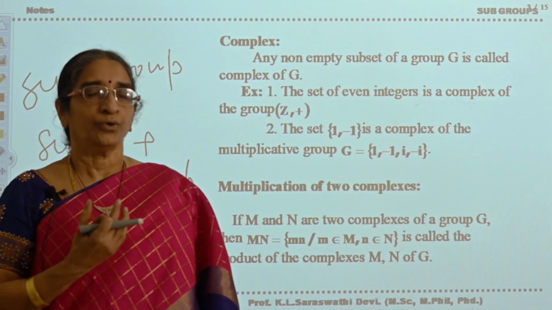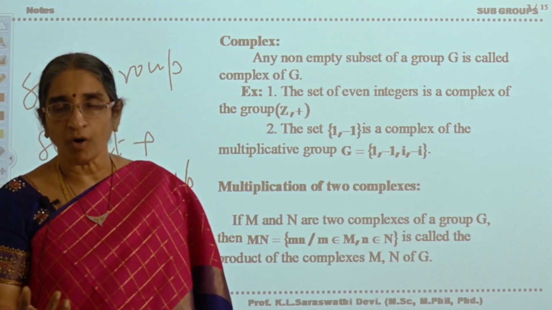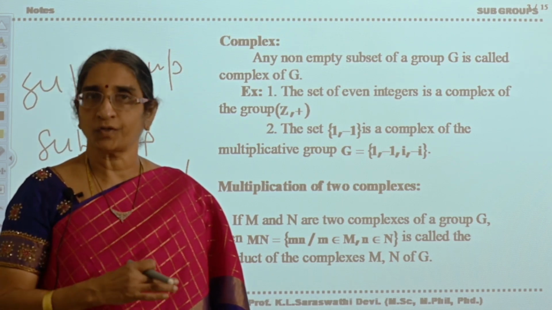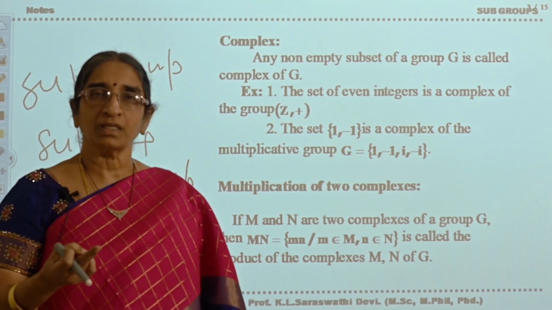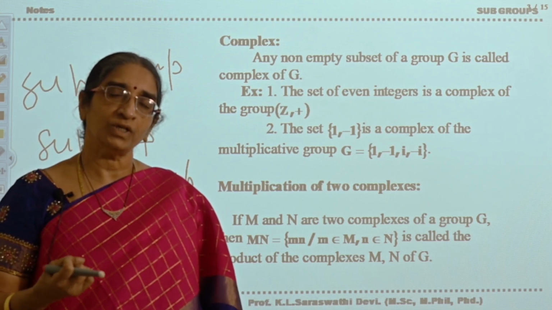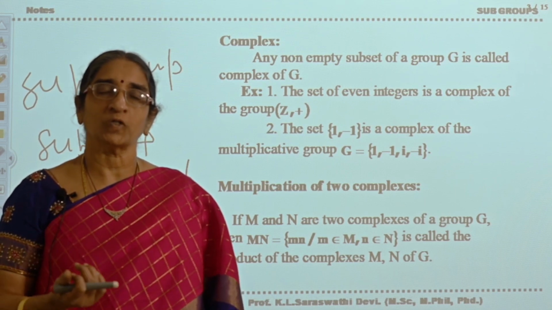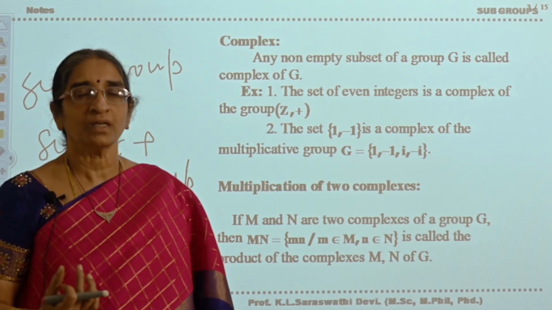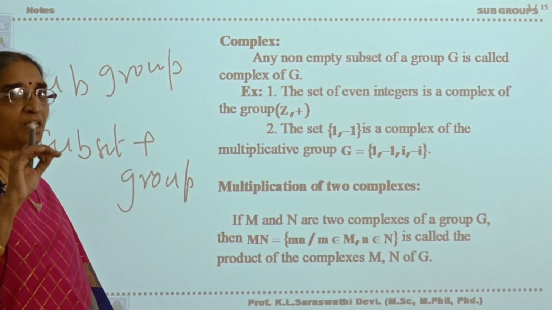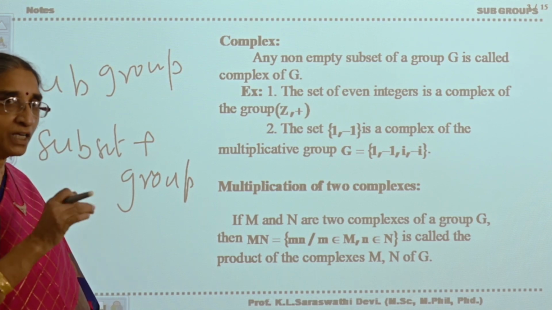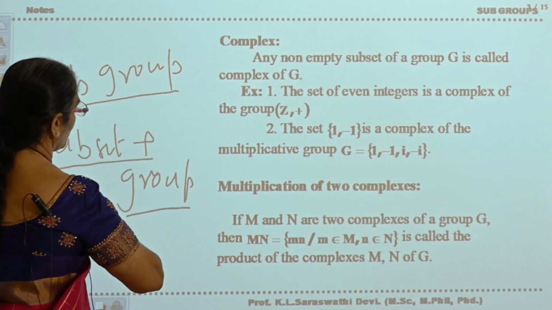What is a group? A group is nothing but a non-empty set equipped with a binary operator, or otherwise an algebraic structure, which satisfies the associative property, existence of identity, and existence of inverse for each element. Then you will say that it is a group. If the abelian or commutative property also is satisfied, then you will say that it is an abelian group or commutative group. Now we will see the subgroup. What is a subgroup? What I said, subgroup is nothing but subset plus group.